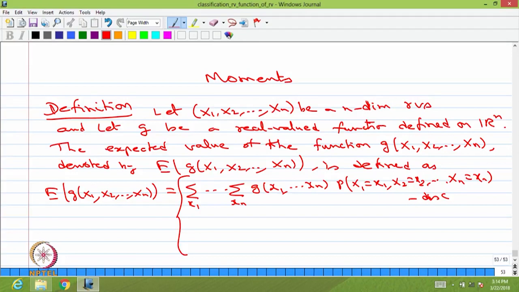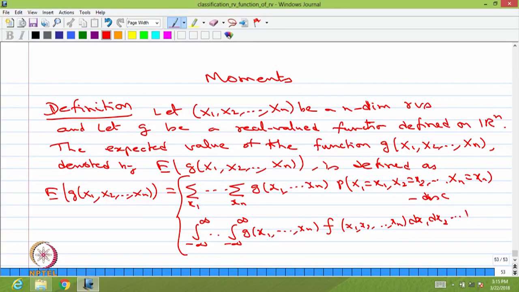If all such n random variables are of the continuous type, then it is an integration from minus infinity to infinity, and so on, an n dimensional integration, with the integrand g of x1 and so on xn multiplied by the joint probability density function of x1, x2, and so on xn. Integration is with respect to x1, x2, and so on xn, when all these random variables are of the continuous type.